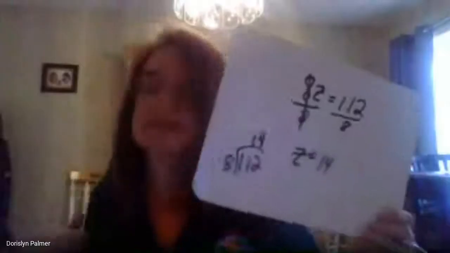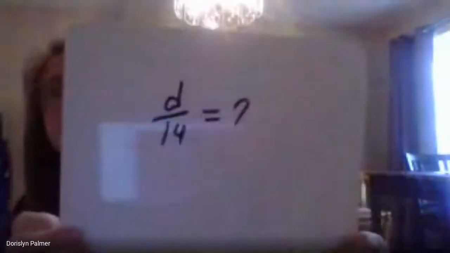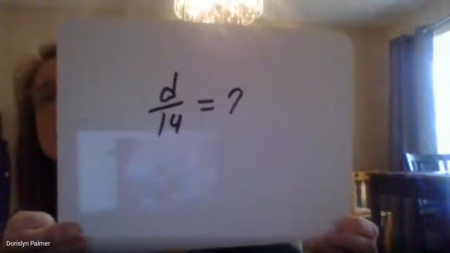This one is a division problem. So since it's a division problem, what will I use to solve that? Matthew Bellina, what will I use to solve a division problem? Multiplication. Good. So I'm going to multiply both sides of that equation. Am I going to multiply by 14 or 7, Matthew? 14. Good. I'm going to multiply by the number that's on the same side as the variable.